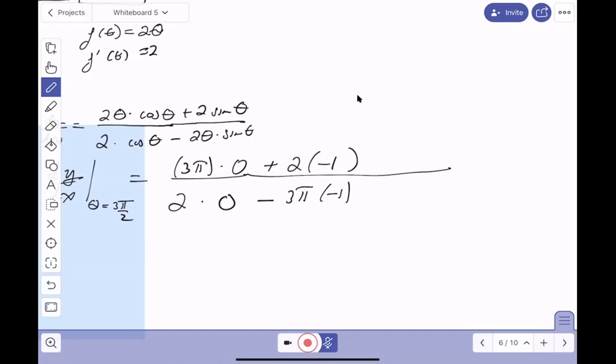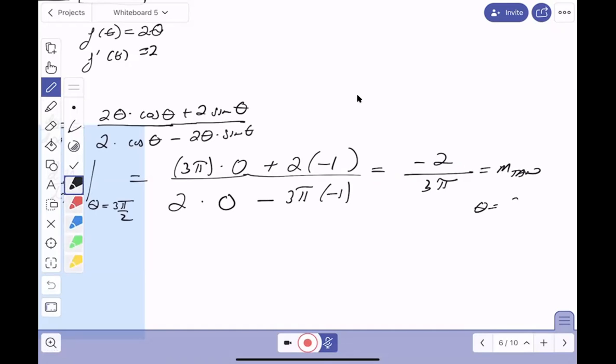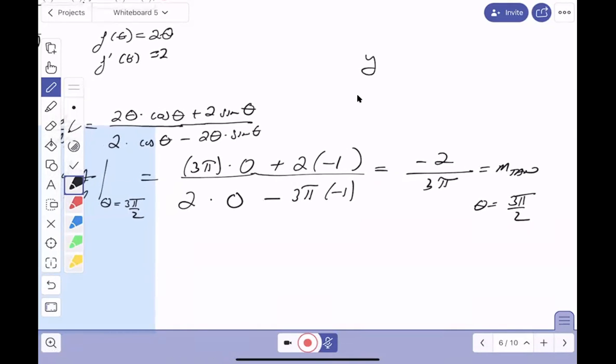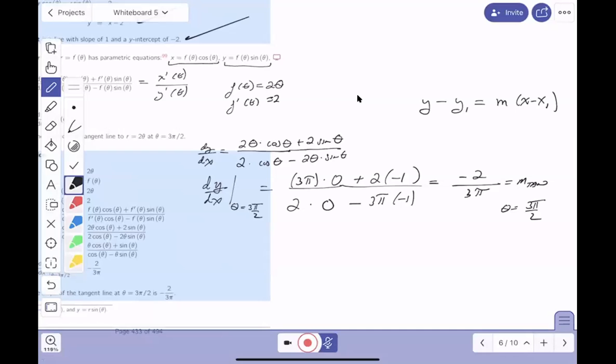Got to be careful. Let me get my eraser. I don't want too big of a fraction bar there. And what do you get on top? Minus 2. And what do you get on bottom? You get 3 pi. So I got my slope. And this is m tangent at the point where theta equals 3 pi over 2. Now I need the point. And why is that? It's going to be y minus y1 equals m times x minus x1. All right. So how do you get the point of that?